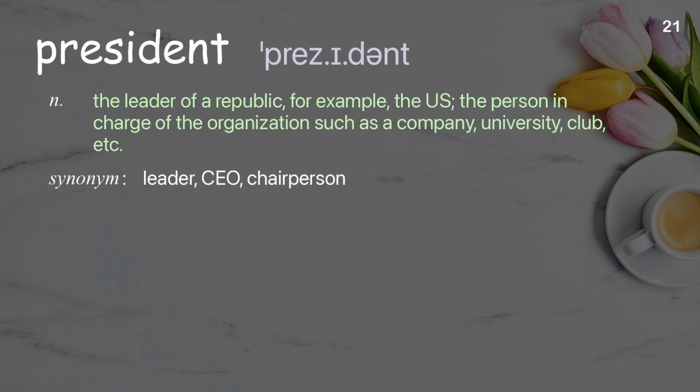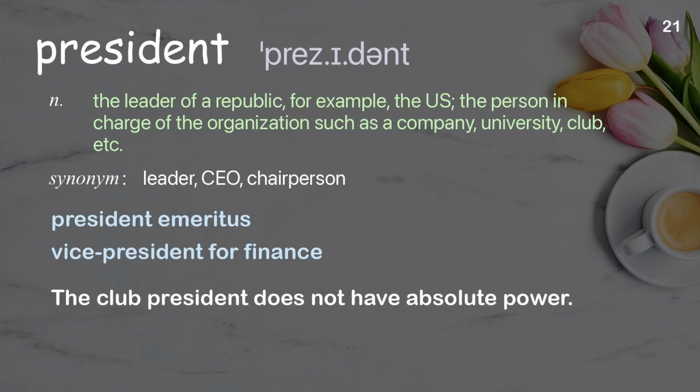President. The leader of a republic, for example the U.S.; the person in charge of an organization, such as a company, university, club, etc. Examples: President Emeritus, Vice President for Finance. The club president does not have absolute power.